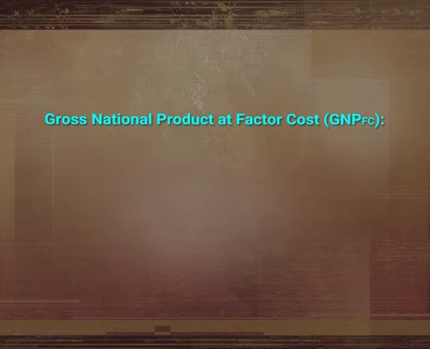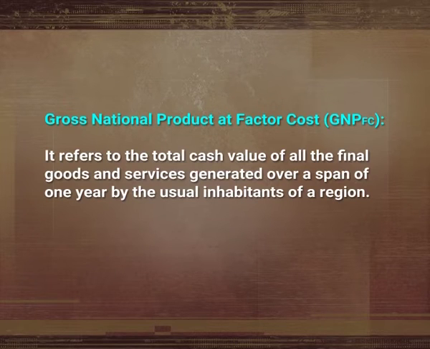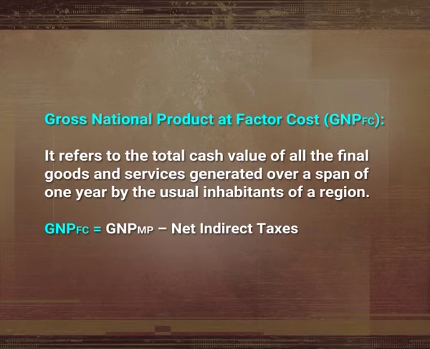Gross national product at factor cost, GNPFC. It refers to the total cash value of all the final goods and services generated over a span of 1 year by the usual inhabitants of a region. GNPFC is equal to GNPMP minus net indirect taxes.